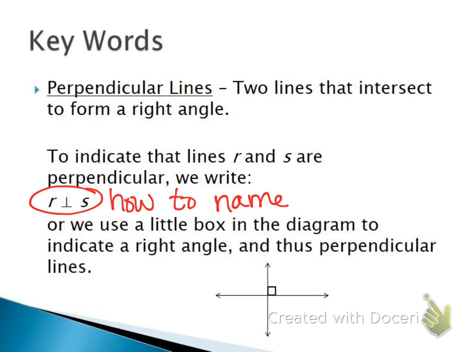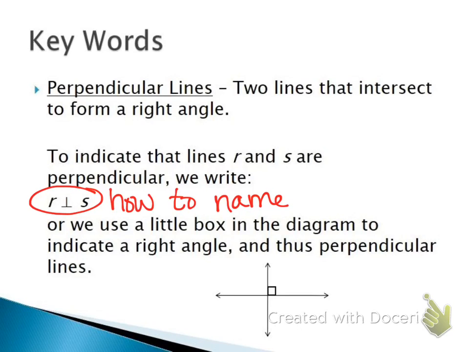To indicate lines are perpendicular, this is how we name it. R is perpendicular to S. David mentioned this looks like an upside down capital T, and yes it does. That is the symbol that represents perpendicular. And again, we've got a diagram down at the bottom. Those lines cross to form a right angle.